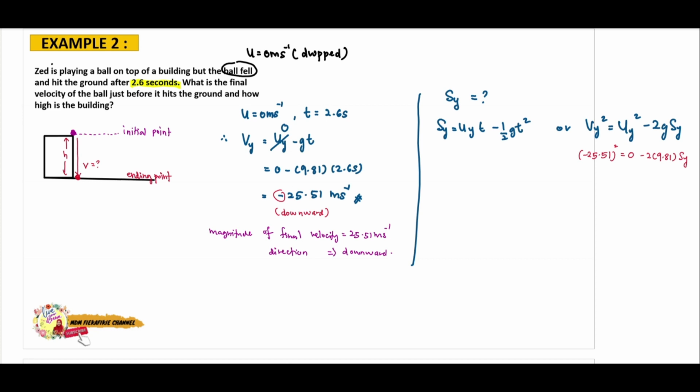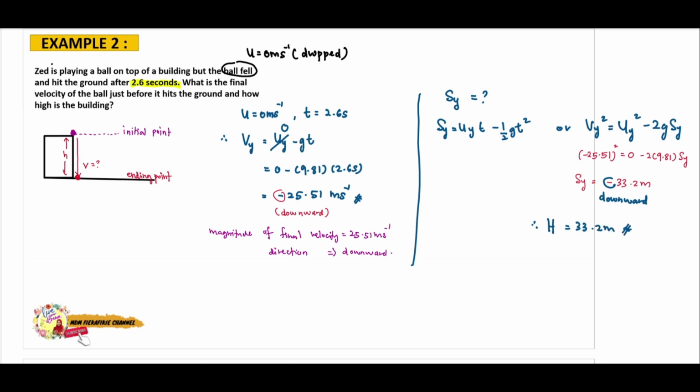This is from the initial point to the ending point. And then what is Sy? Press the calculator carefully. The answer should be negative 33.2 meter. Why is it negative here? Because Sy is the total displacement traveled by the ball. But since the question asks you to find the height of the building, the height of the building should be positive 33.2 meter.